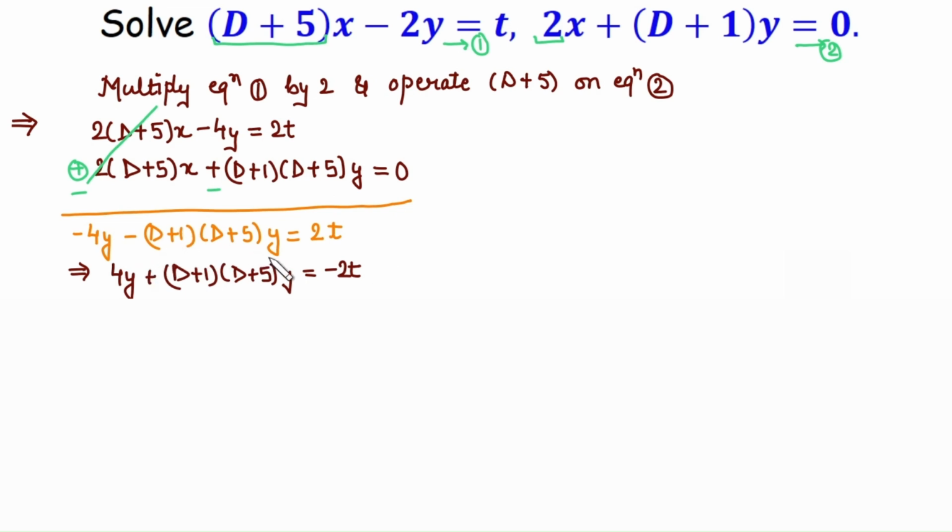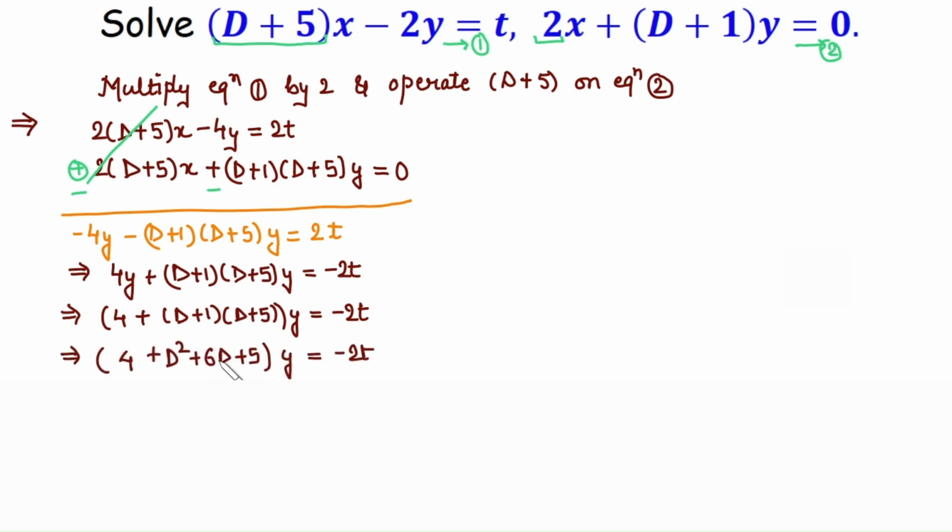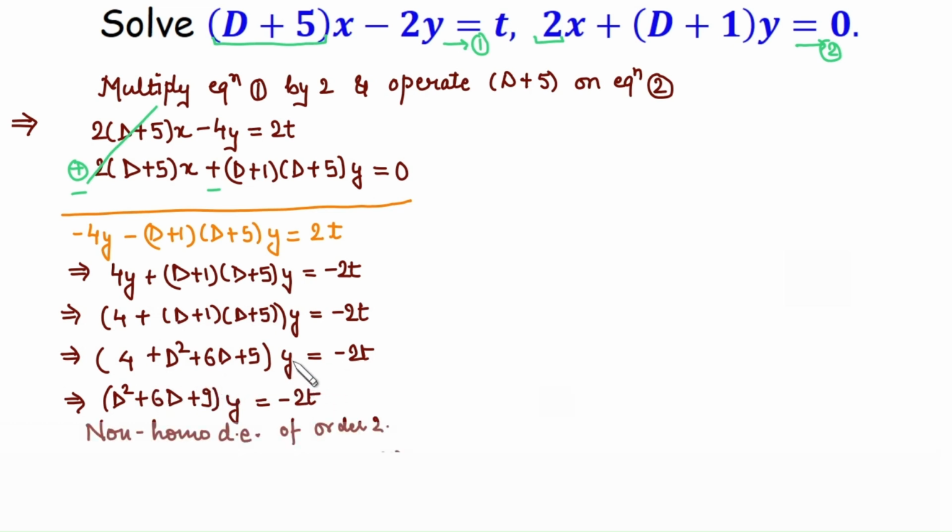Then we can write the operator form. We can club the coefficient of y, which results in this differential equation. Now this is the coefficient of y. We can further expand this. From here we get D square plus 5D plus D plus 5. That becomes 6D. Simplifying this more, we have this differential equation. So it is a non-homogeneous differential equation of order 2. From here we need to calculate two parts: one is the complementary part and the second is the particular integral to get the general solution.